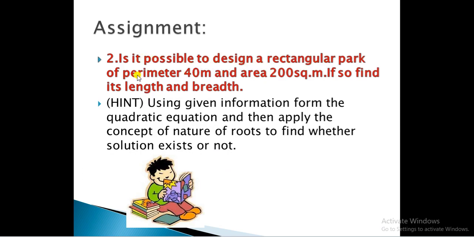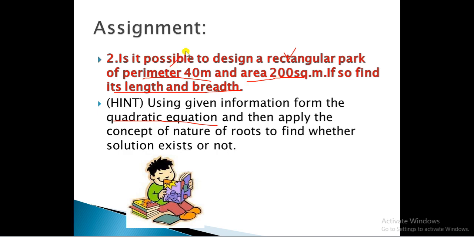Next, question number 2. Here you can see the question: is it possible to design a rectangular park of perimeter 40 meter and area 200 square meter? If so, find its length and breadth. So remember what they are saying. Is it possible? Can we design a rectangular park whose perimeter is 40 meters and area is 200 square meters? If it is possible, then find its length and breadth.